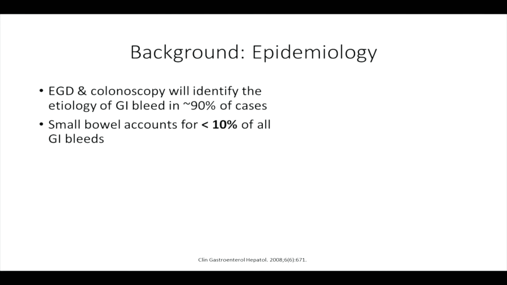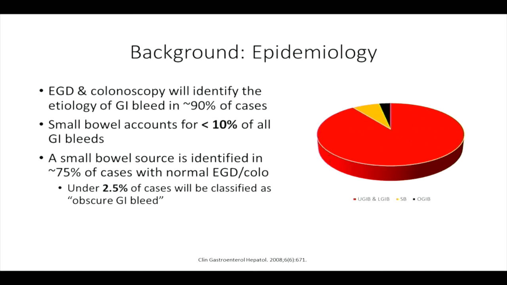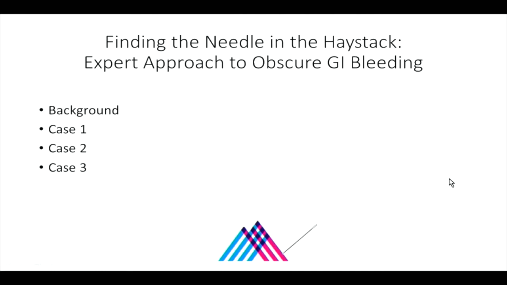So how common is this? Well, EGD and colonoscopy will identify a source of bleeding approximately 90% of the time. So that leaves about 10% of cases that are found in the small bowel. Of those 10%, approximately 75% can be diagnosed with capsule or with other modalities. So only about 2.5% of cases of bleeding are really truly obscure. So having said that, for the rest of the talk we'll focus on cases of small bowel bleeding specifically. So case 1.